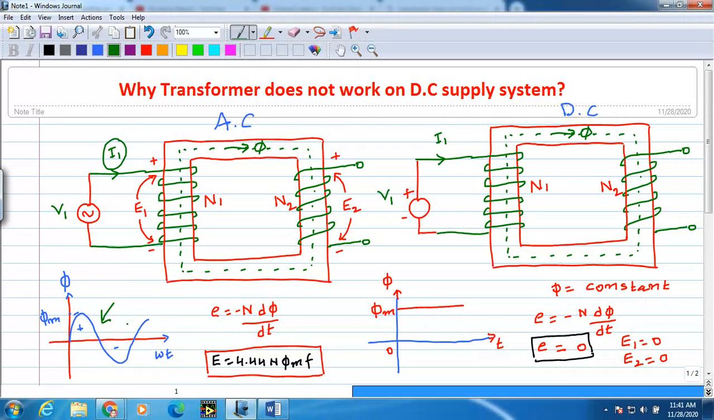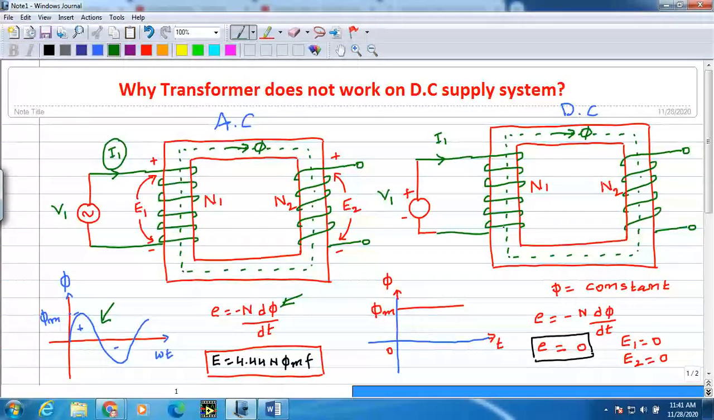In this particular case, the induced EMF in any winding is equal to minus N d phi by dt, where phi is equal to phi m sine omega t. Then you can substitute the value of phi in this equation. Then we will have an induced EMF in the primary as well as in the secondary side. That equation is E equal to 4.44 N phi m f.